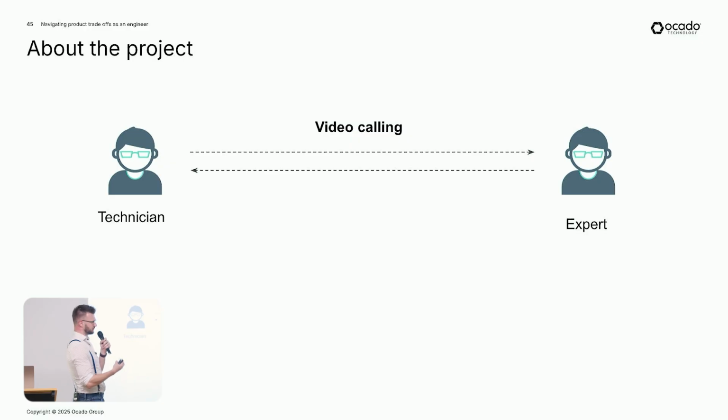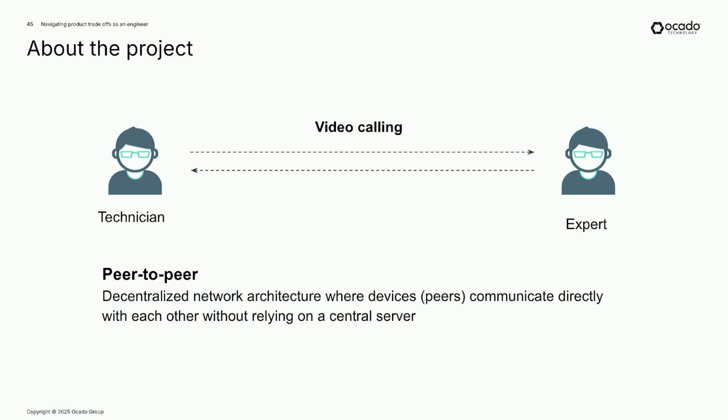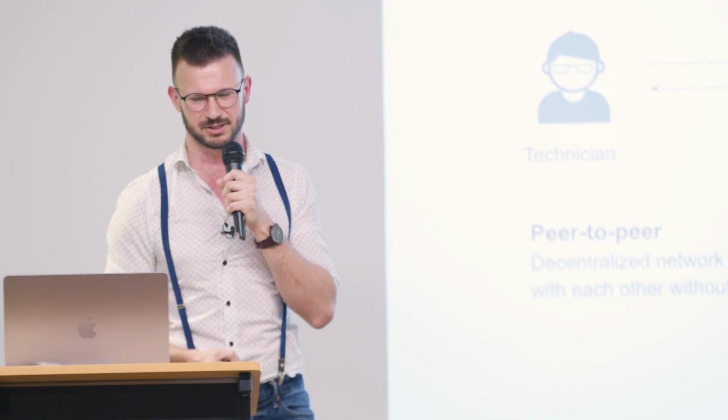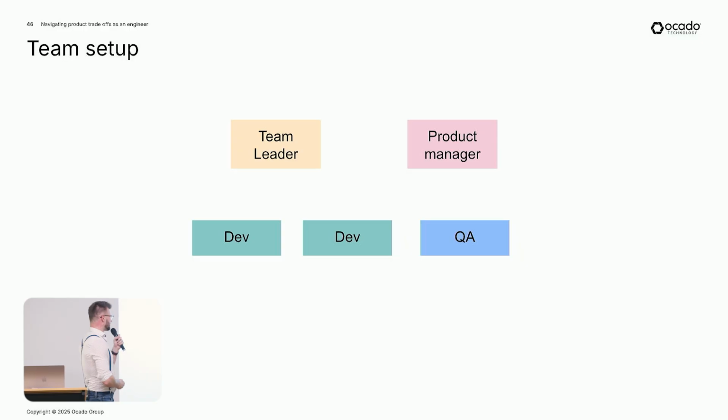And we prepared the application for having a video call between the technician and the expert. There was some kind of hardware involved in that, and the technology we used was peer-to-peer, which is a decentralized network architecture where devices are connected directly with each other. So there's no additional server involved. And since it was a proof of concept, it allowed us to reduce the initial cost of delivering the proof of concept. And the setup of the project looked like this.